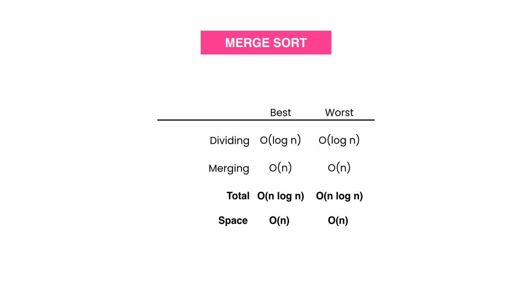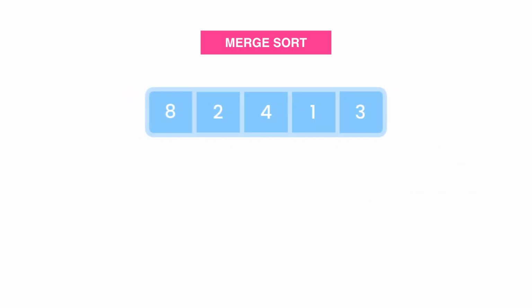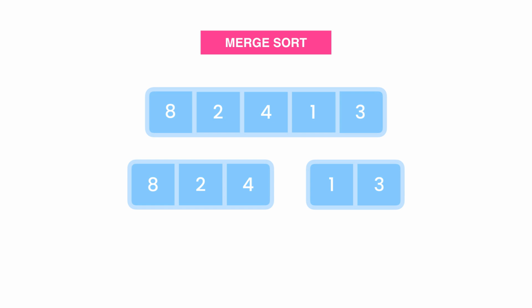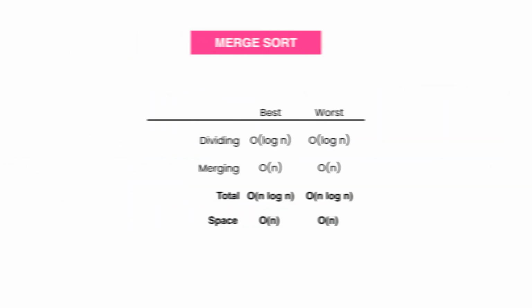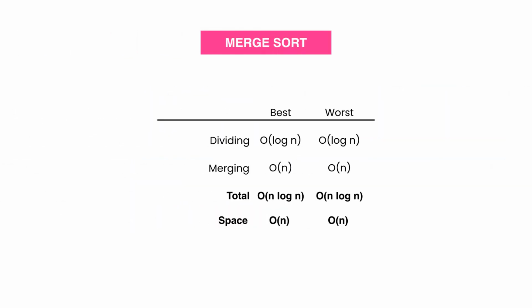Note that when merging these subarrays, we don't need to create a separate array. We can simply copy the items into the input array. For example, let's forget about recursion for a second. Imagine we have split this array into half, and now we want to combine these pieces. We can simply copy these items into the input array. There is no need to allocate a separate array, okay? So merge sort takes O of n space.